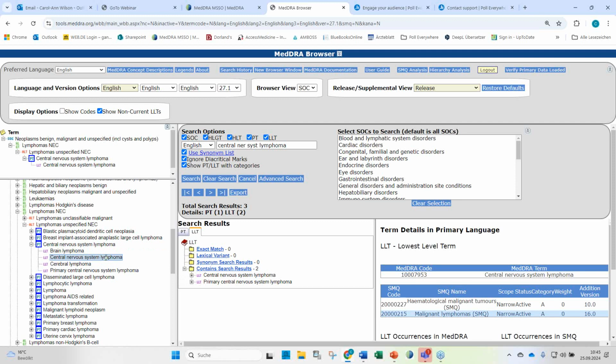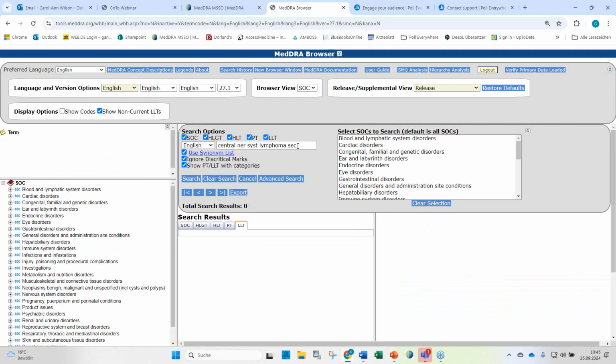So primary central nervous system lymphoma would not be suitable because what is reported is not a primary CNS lymphoma, but a CNS involvement with the relapse of the diffuse large B-cell lymphoma. And no secondary term for the condition is available. So let us reassure ourselves, but there's nothing.